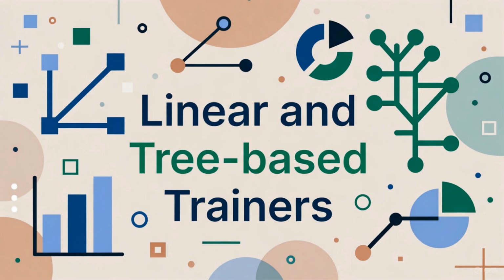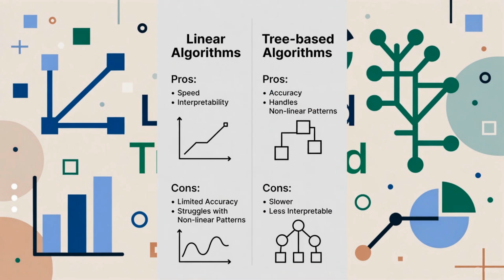for you. Linear trainers like logistic regression excel in speed, interpretability, and handling straightforward relationships in your data. On the other hand, tree-based trainers such as decision trees or random forests shine when dealing with nonlinear patterns, interactions, and high-dimensional datasets, often delivering superior accuracy but at the cost of some complexity.